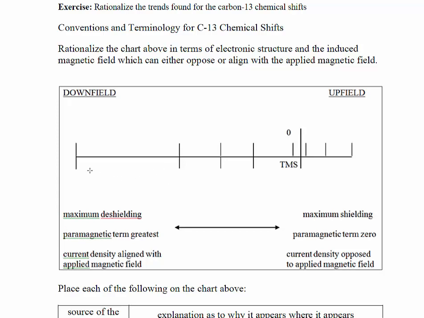So with that explanation, I have now several cases to put on this spectrum. I've already put TMS, the reference point, here, but there are going to be 4 items that are more shielded than TMS and 4 items that are less shielded or downfield from TMS. So 8 things altogether to put on this diagram.